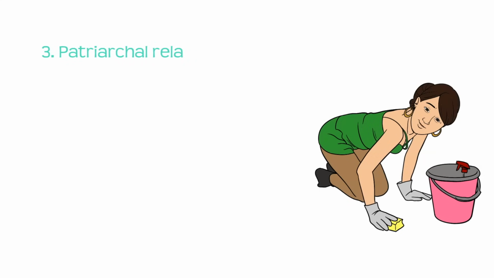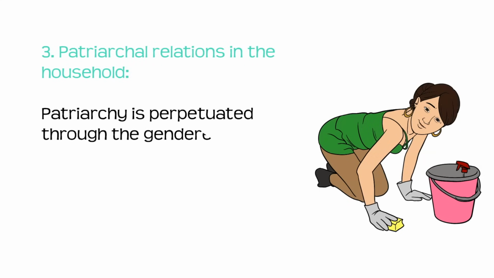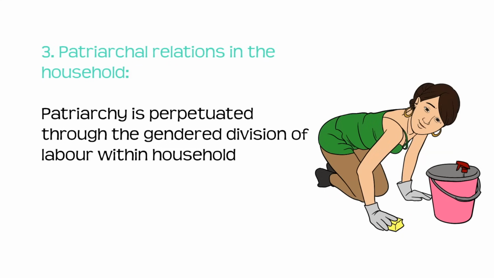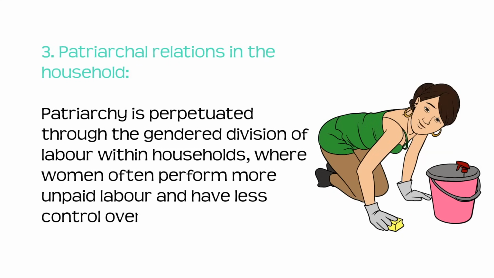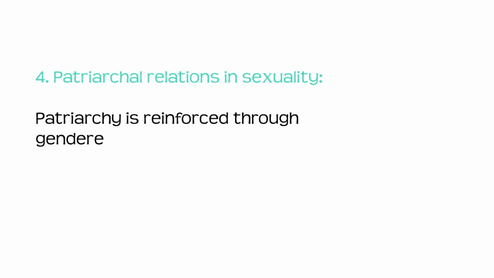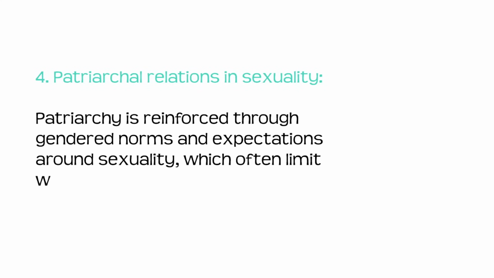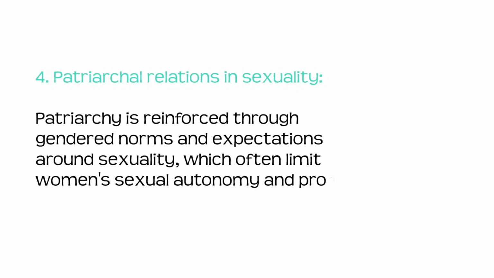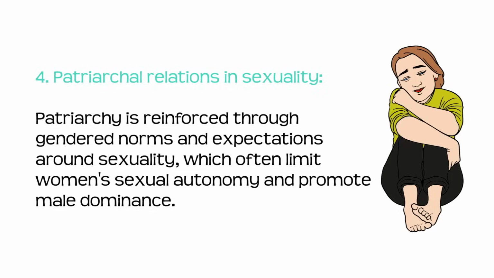Number 3, patriarchal relations in the household. Patriarchy is perpetuated through the gendered division of labour within households, where women often perform more unpaid labour and have less control over resources. Number 4, patriarchal relations in sexuality. Patriarchy is reinforced through gendered norms and expectations around sexuality, which often limit women's sexual autonomy and promote male dominance.